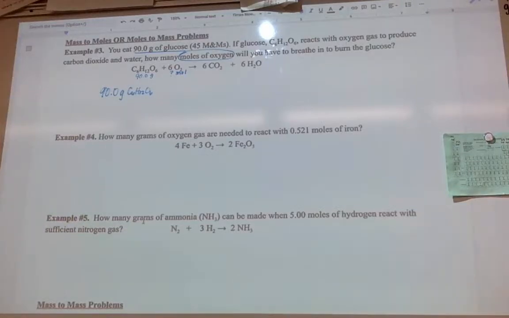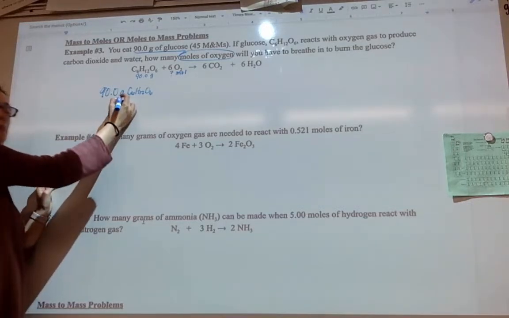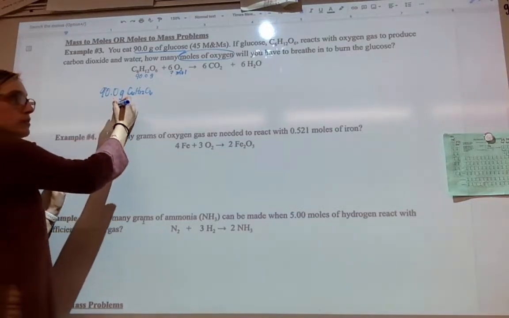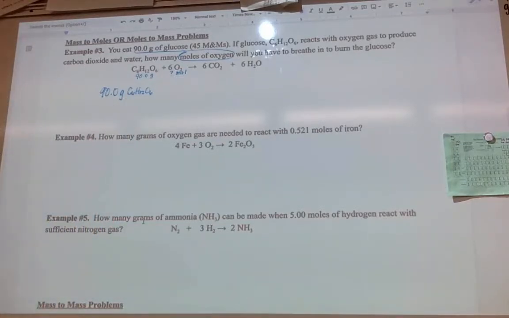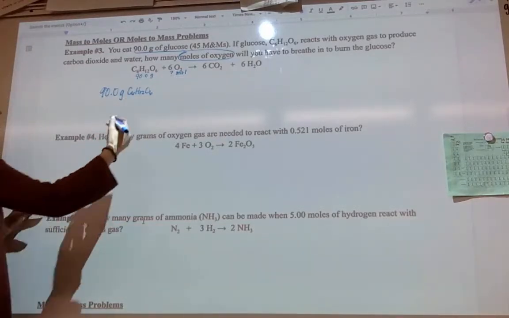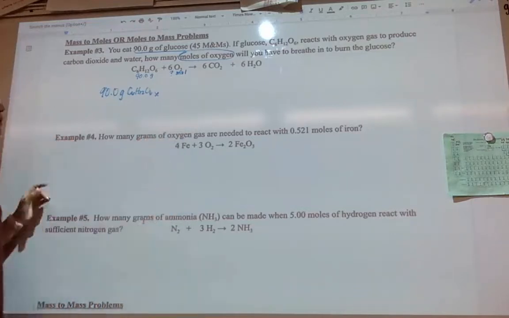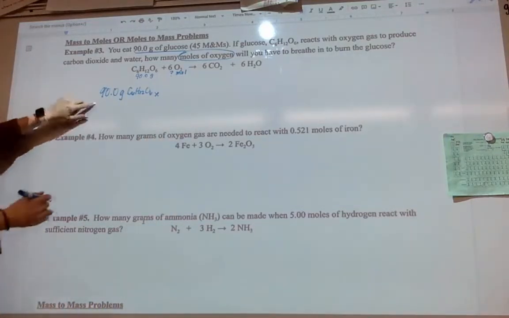Please put the unit and the substance. That will help you. Is this unit that I wrote down moles? No. So now we're looking at what happens if our given information isn't in moles. So you have a balanced equation. Make sure your given information is in moles.